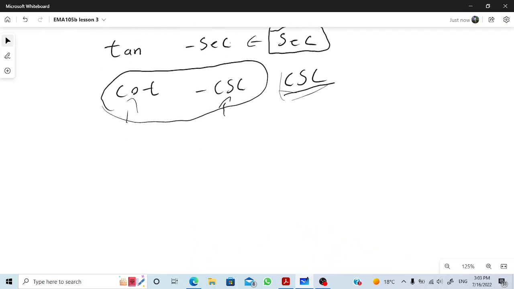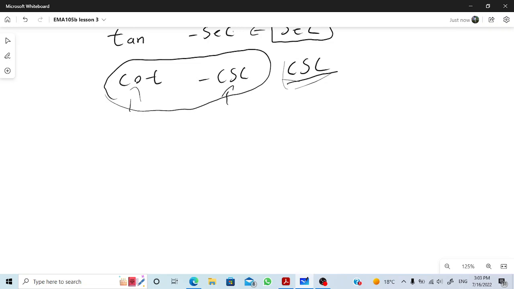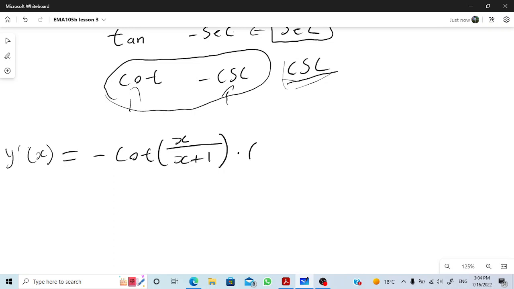When we differentiate the first part of that function, we are going to have y prime of x equals minus cot of x over x plus 1, then multiplied by, because if you differentiate this you get the product of the two, cosecant of x over x plus 1.